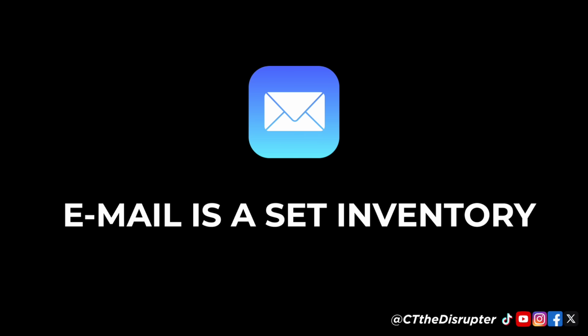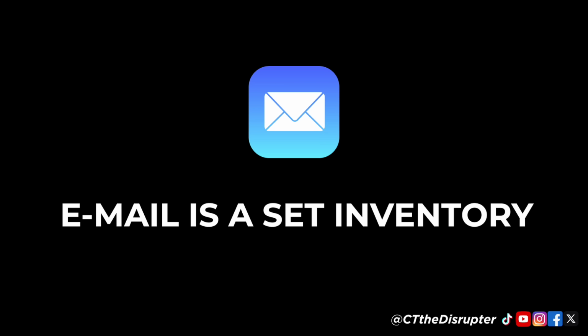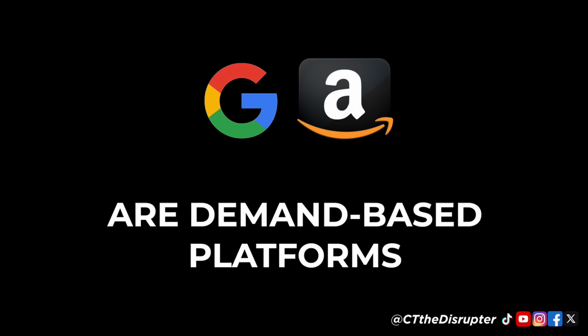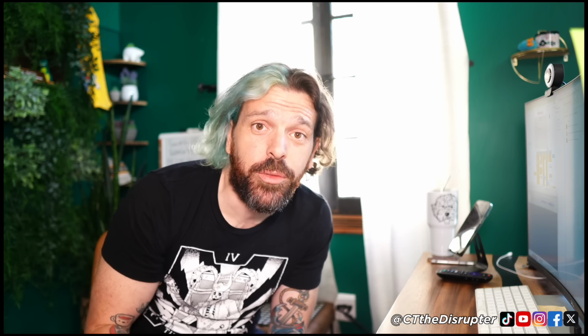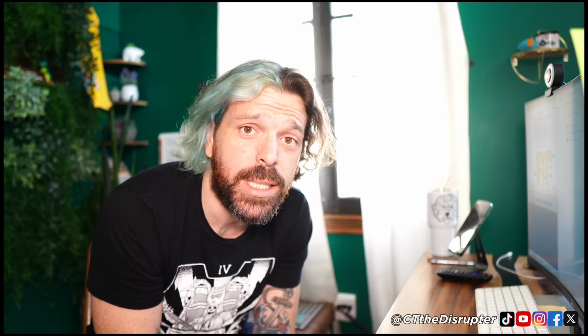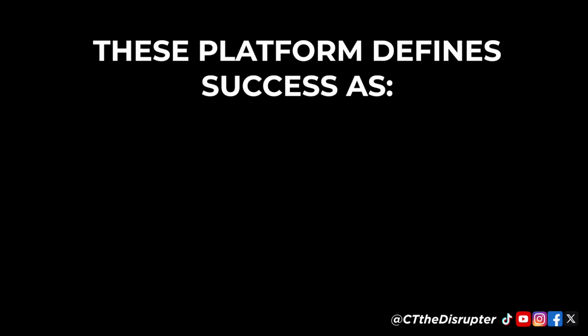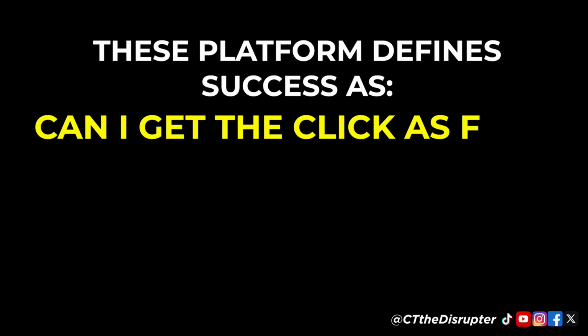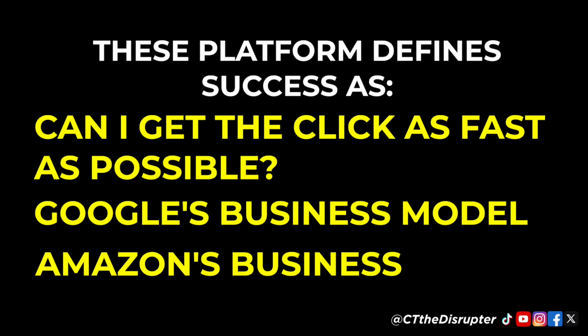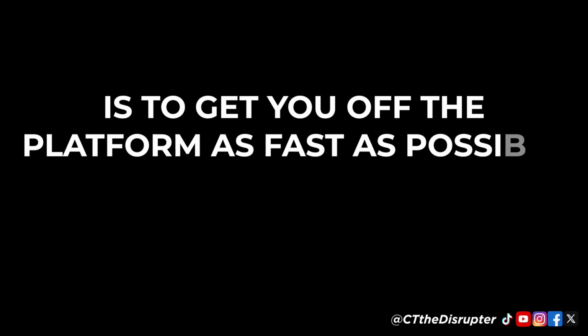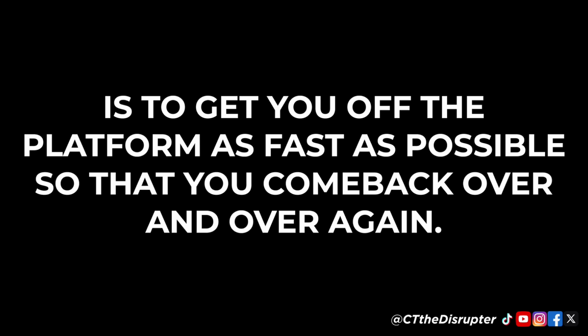Email is a set inventory. You want to get the best click-through rate you can. Google and Amazon are demand-based platforms. You want to get the most amount of clicks for the least amount of money that's going to turn into sales for your business. These platforms define success as, can I get the click as fast as possible? Google's business model, Amazon's business model, their goal is to get you off of the platform as fast as possible so that you come back over and over again.